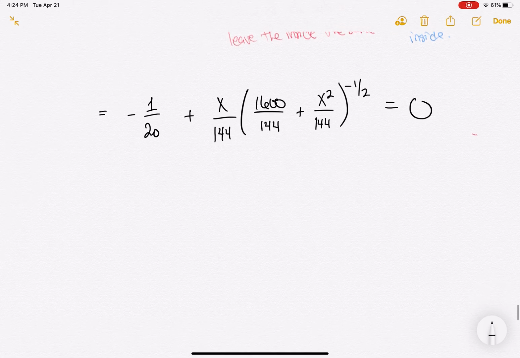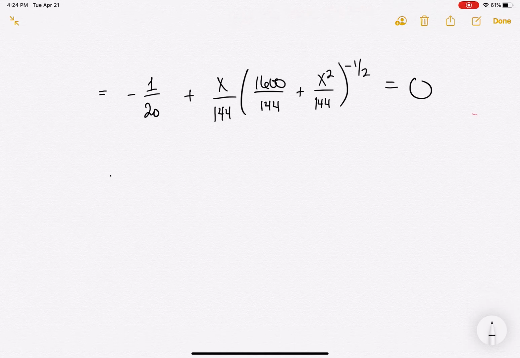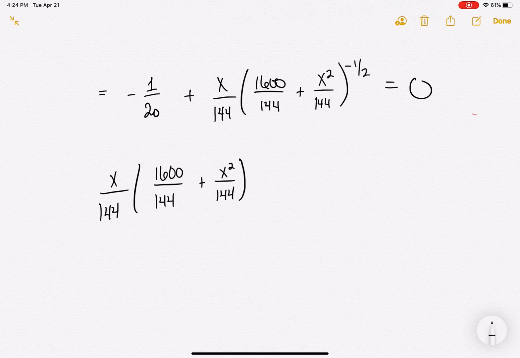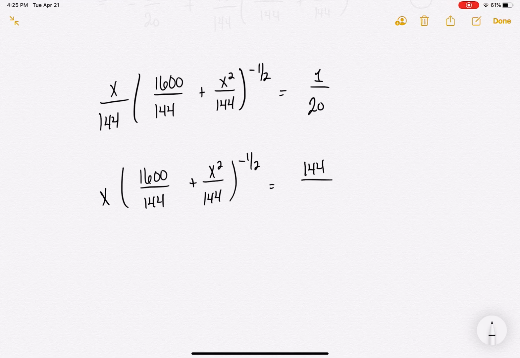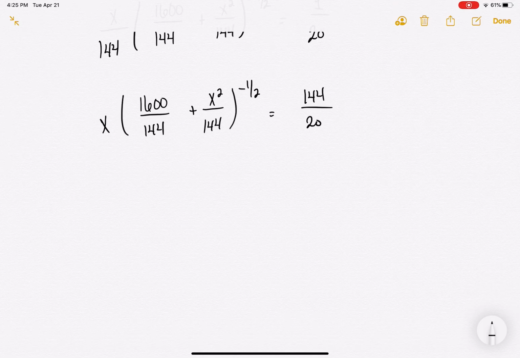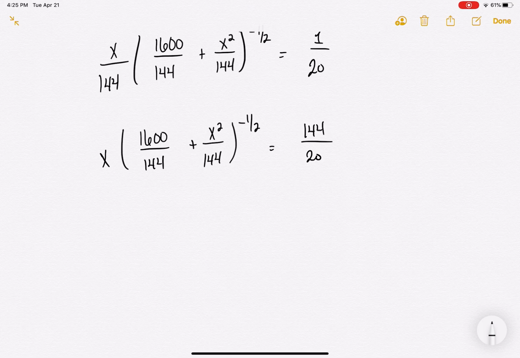We should try to solve this out. Let's try to do it. So if that equals 0, set it equal to 0, solve for x. We're going to add 1 over 20 to both sides. X over 144 times the quantity 1600 divided by 144 plus x squared over 144 to the negative 1/2 equals 1 over 20. I'm going to multiply both sides by 144. The negative 1/2 power term equals 144 divided by 20. This can be divided by 4, and you get 36 over 5.